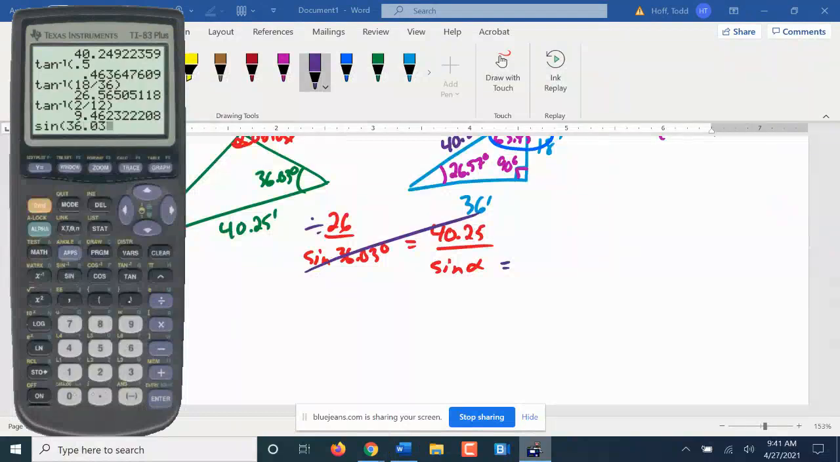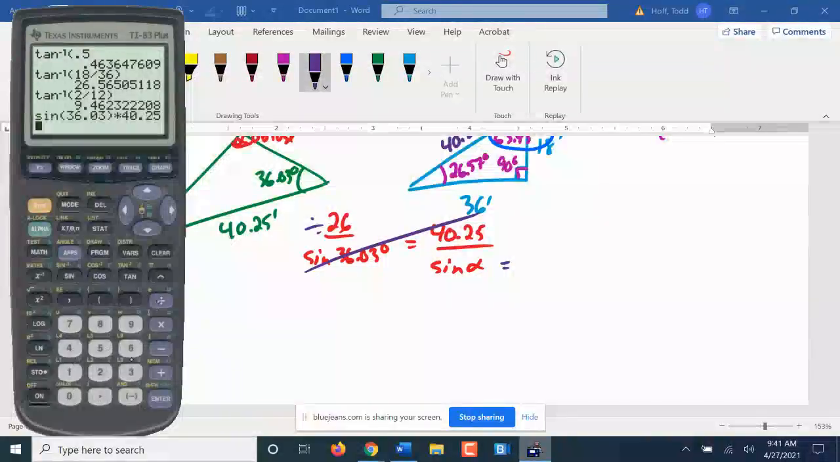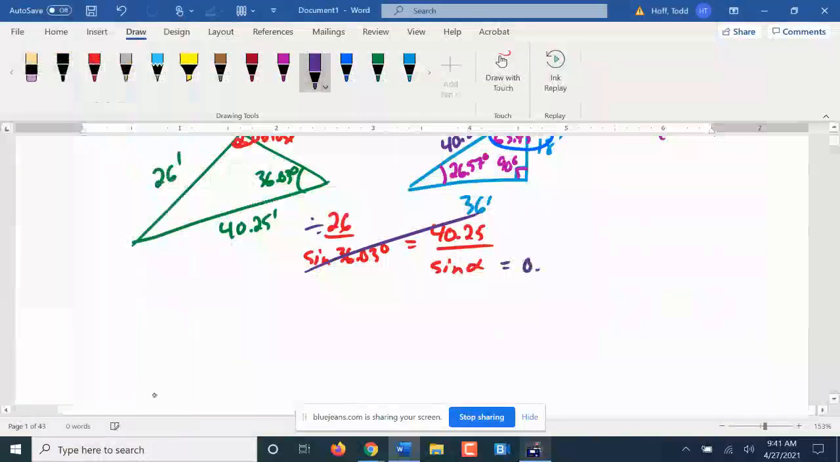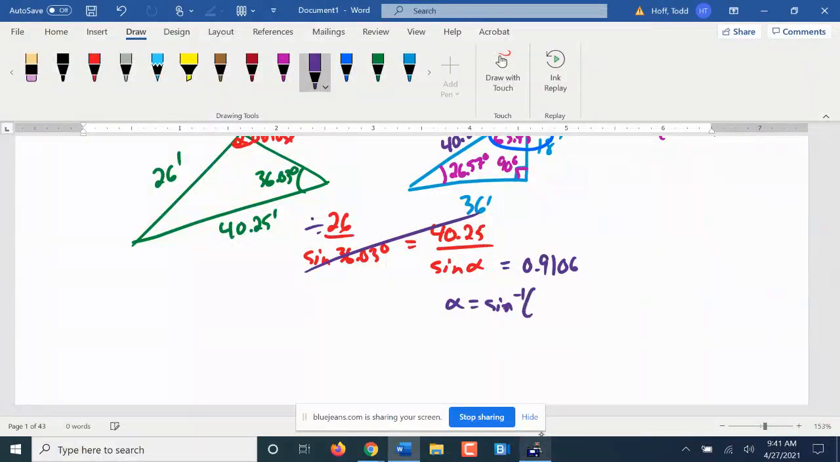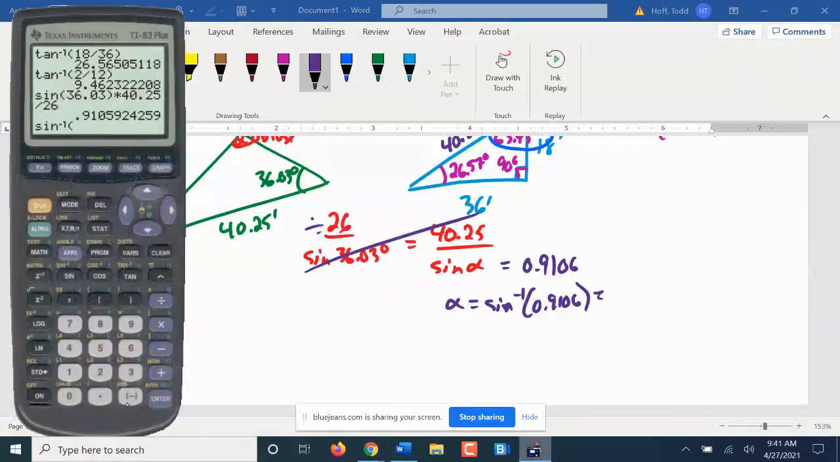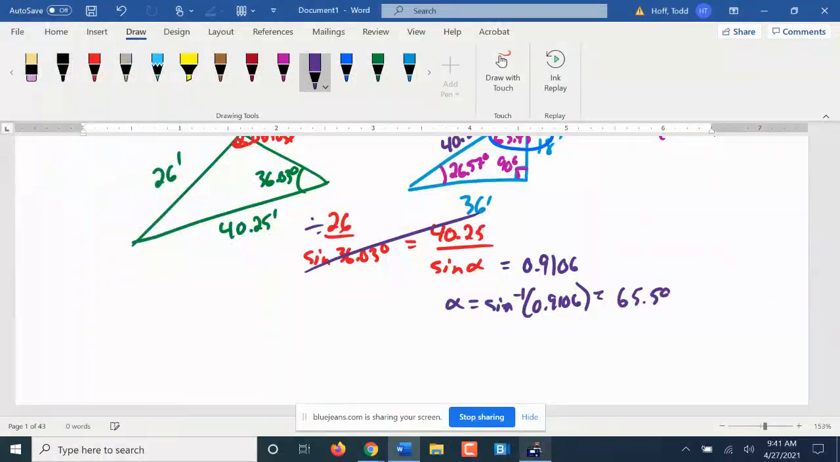Sine of 36.03 times 40.25 divided by 26 gives us 0.9106. So we got to do an inverse sine next of that 0.9106, which is going to give us 65.59. Now, of course, that's not our angle because this is an obtuse angle. We have to subtract that from 180. Here's 114.41 degrees is that actual angle.